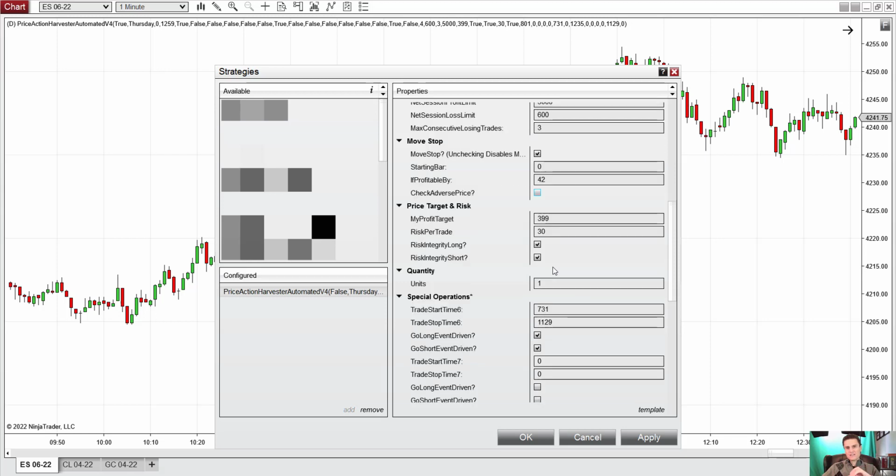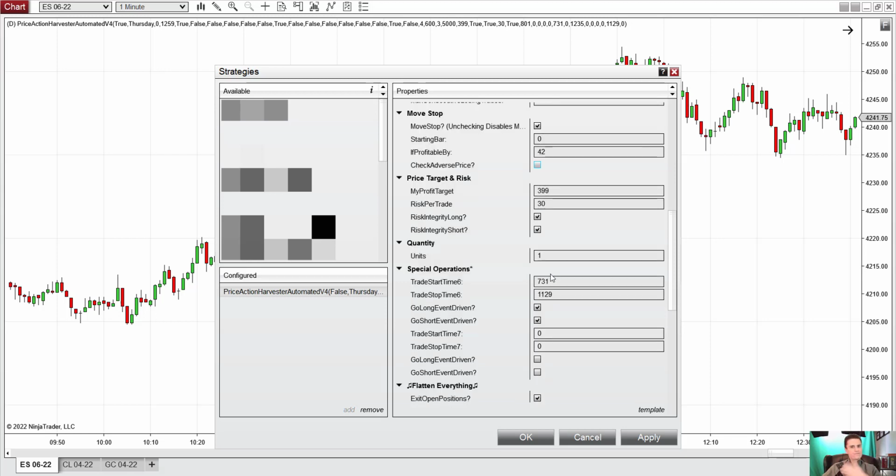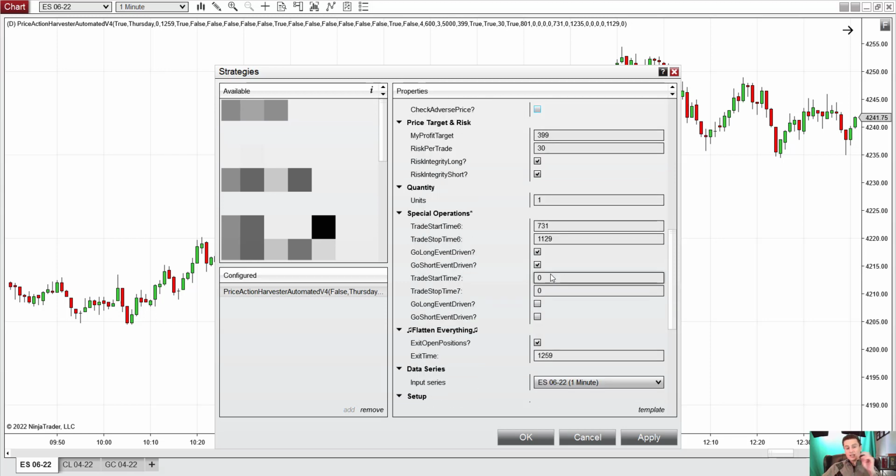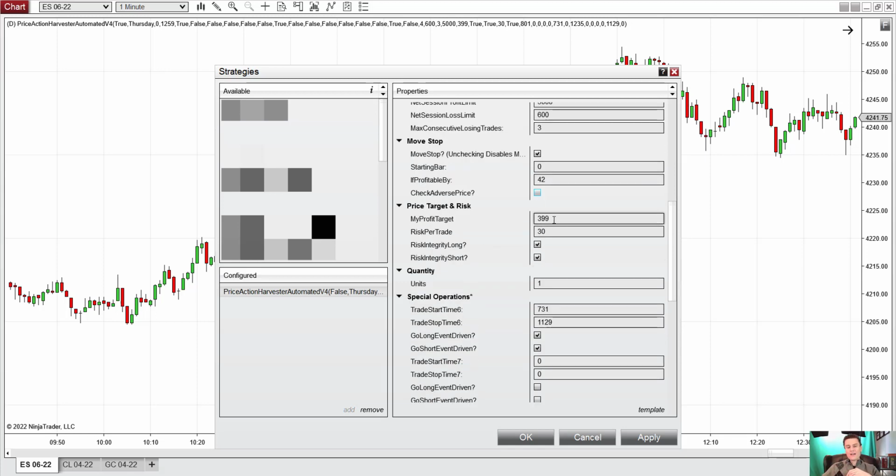So we're not going to check it. If we're up by 42 ticks, that's it. Okay, at the close of a bar. Remember, this is calculating at the close of the bar. So even though I have 399 ticks, doesn't mean that it's always going to hit 42.